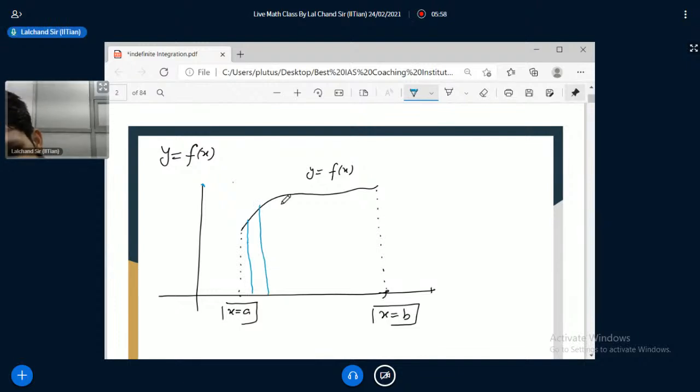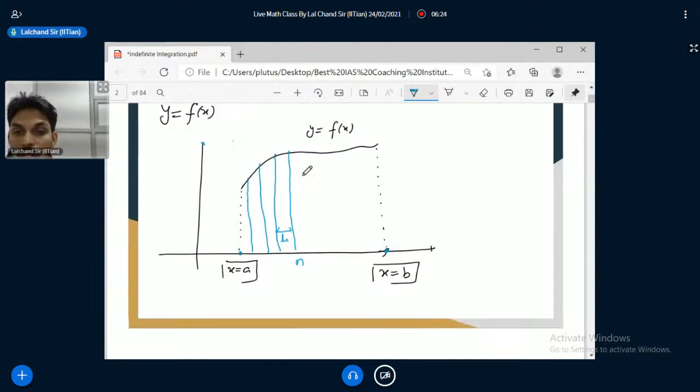In small infinite segments, the width of each segment is, let's say, h. So if we divide it into n small segments from point A to point B, here we have n small segments starting from point A and finishing at point B. Okay, so we need to calculate the area under this curve.